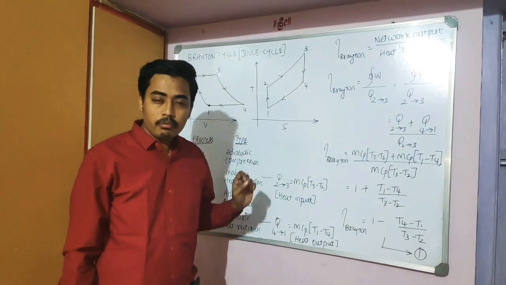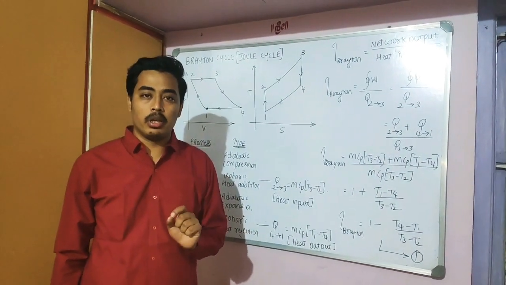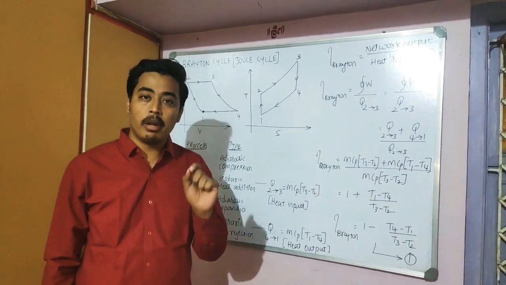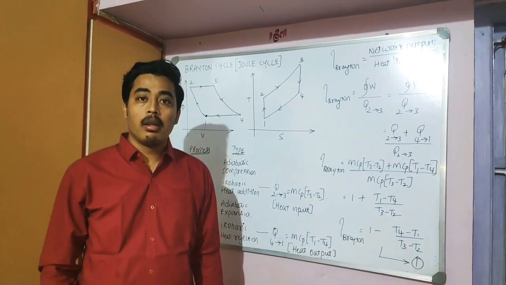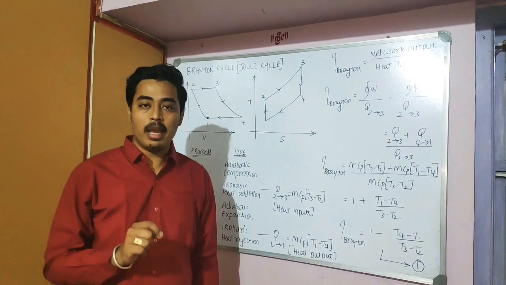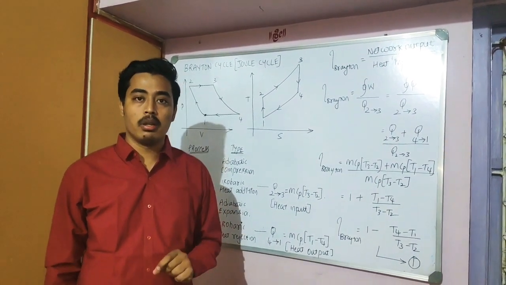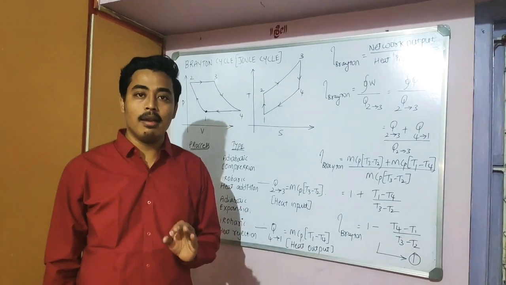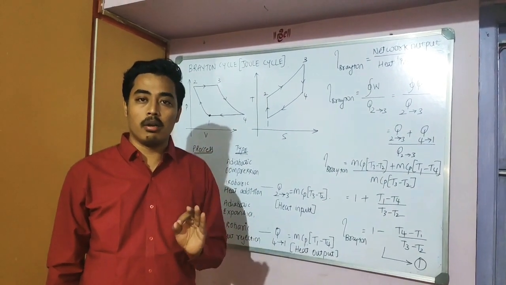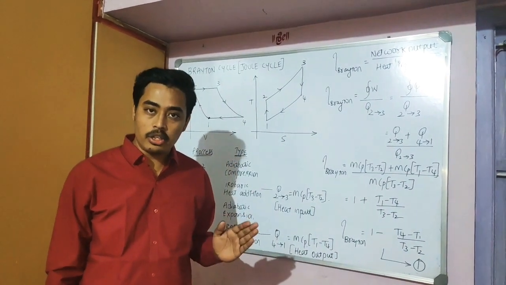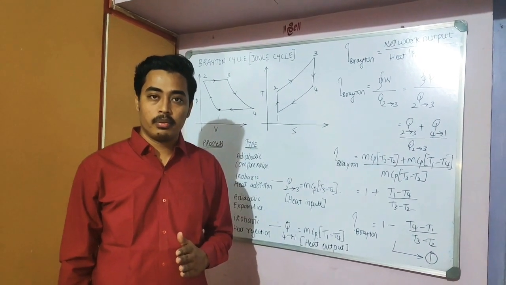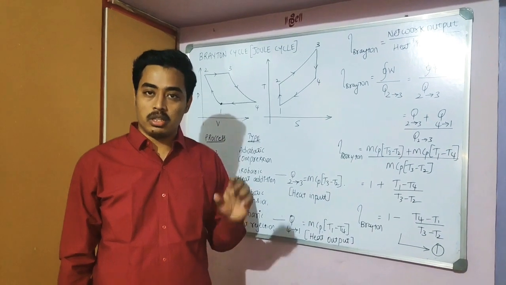Take it down. Derive an expression for thermal efficiency of a Brayton cycle, okay? Or it might be asked as: derive an expression for thermal efficiency of Brayton cycle in terms of temperature ratio as well as the pressure ratio, okay? So this is the question.